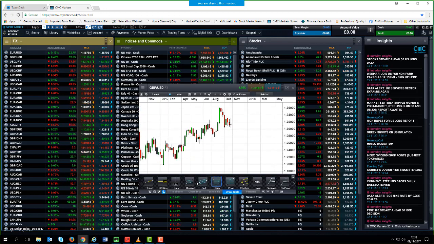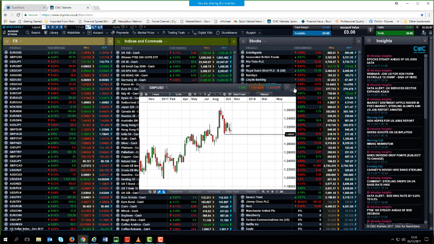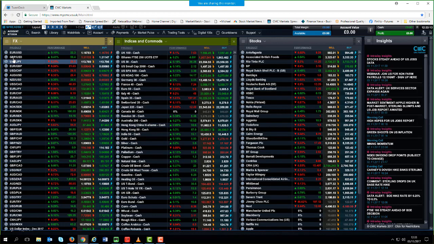We can see this 130.20 area, here's a big, big level. So I will be surprised if we break below that. I think we're pretty much done for the week on the back of that number. The bias is probably for a move back towards 131.5, 132.